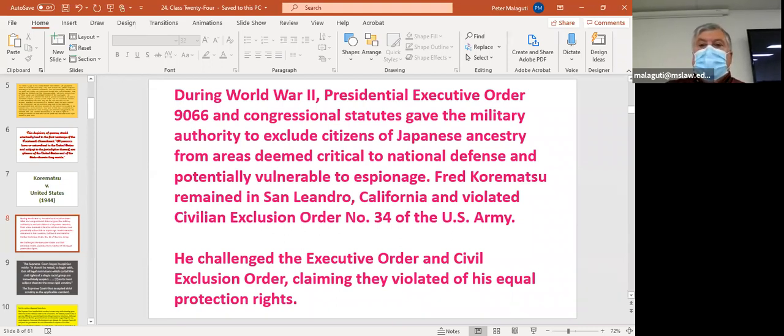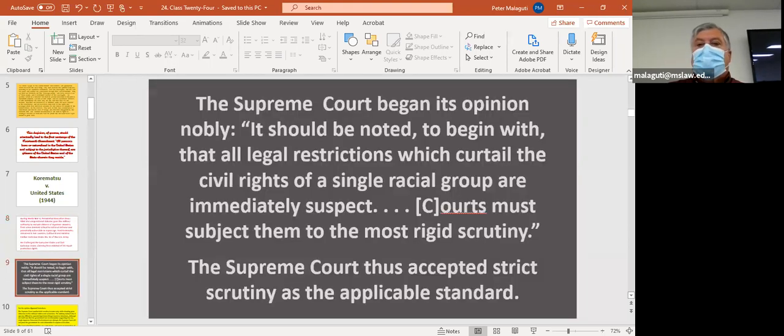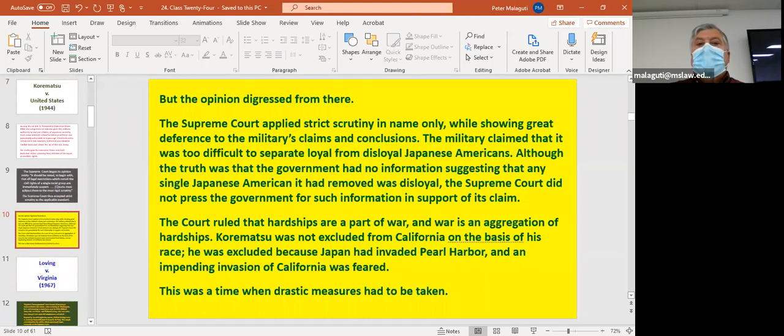So the case went up to the Supreme Court, and the Supreme Court recognized strict scrutiny. It should be noted to begin with that all legal restrictions which curtail the civil rights of a single racial group are immediately suspect. Courts must subject them to the most rigid scrutiny. So the majority opinion right here is saying this is going to be decided under strict scrutiny. And then for the rest of the opinion, the court went on and acted as if it were a rational basis test.